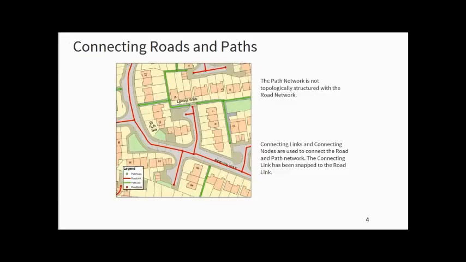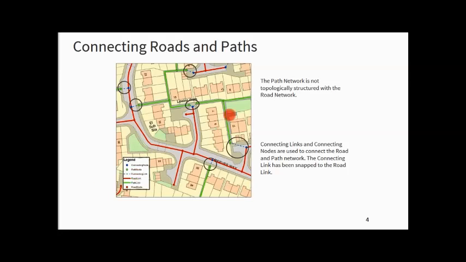Up next, I would like to emphasize the essential role of the connecting link and connecting nodes. As you can see now on the screen, you have the path network and the road network. With green, you can see the path network, and you have the road network in red. At the moment, you cannot see the connection between the two. However, if I click up next, you can see now loading the connecting links and connecting nodes. These are used to connect the road and the path network.